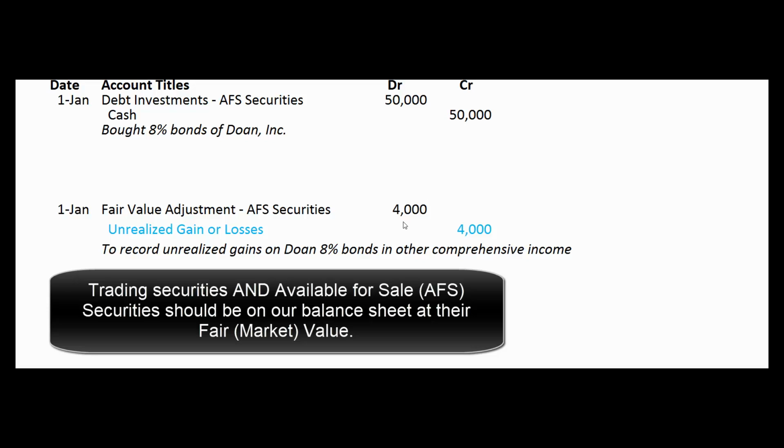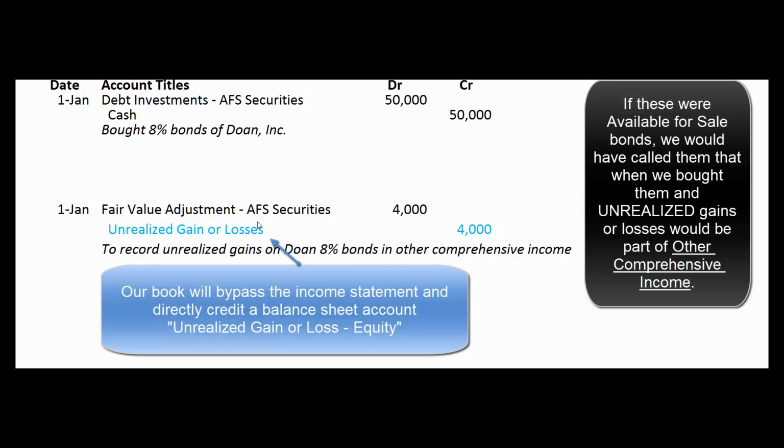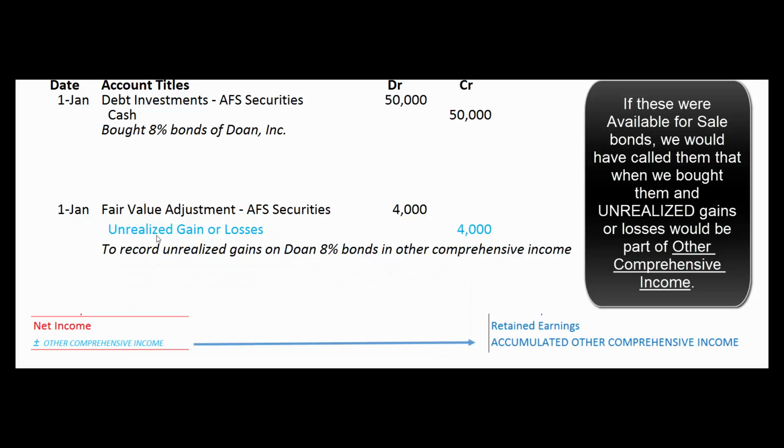We're still going to have to put them on our books for fair market value. So in this case, they've gone up by $4,000. So we'll have an account called Fair Value Adjustment for Available for Sale Securities, and these things will now be on our books for $54,000. That unrealized gain or loss, however, is now part of other comprehensive income. It's down there at the bottom of the income statement. I think of it as stuff that hasn't happened yet, but it's important enough that it should show up on our financial statements. And then that account closes into accumulated other comprehensive income on our balance sheet.